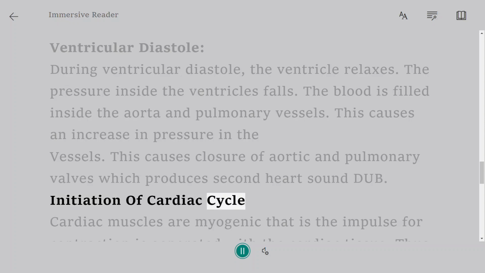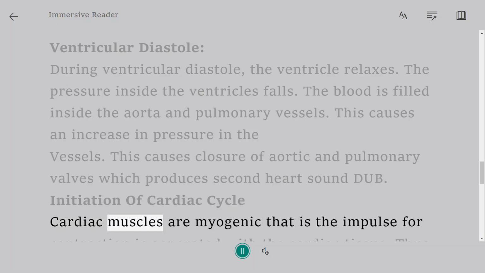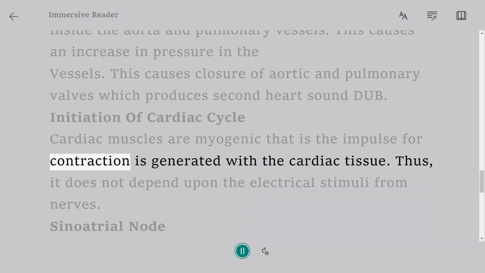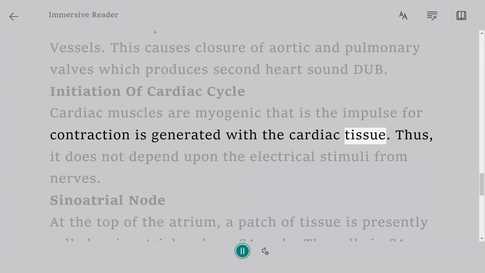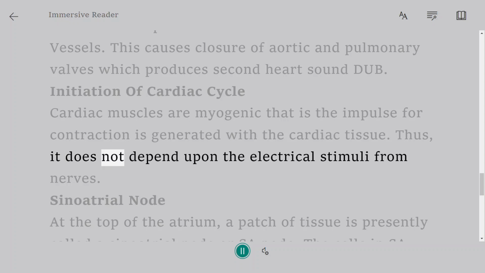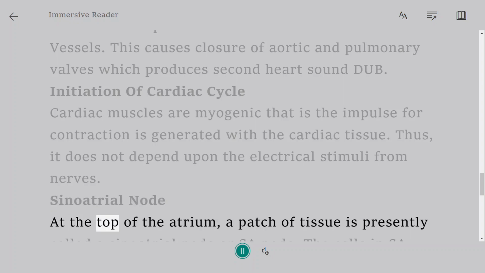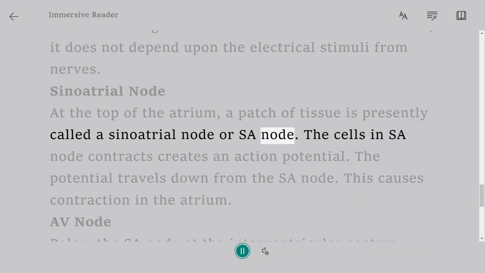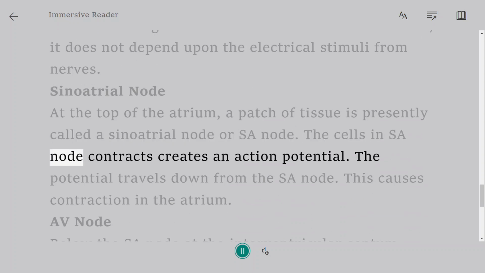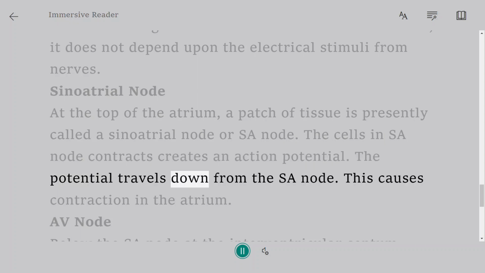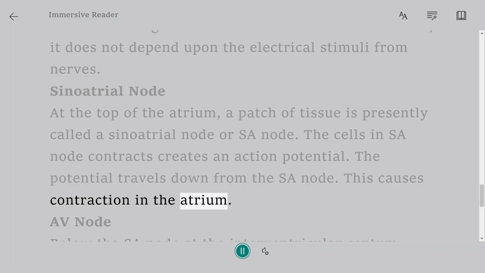Initiation of the cardiac cycle. Cardiac muscles are myogenic, that is, the impulse for contraction is generated within the cardiac tissue. Thus, it does not depend upon electrical stimuli from nerves. Sinoatrial node. At the top of the atrium, a patch of tissue is present called the sinoatrial node, or SA node. The cells in the SA node contract and create an action potential. The potential travels down from the SA node. This causes contraction in the atrium.